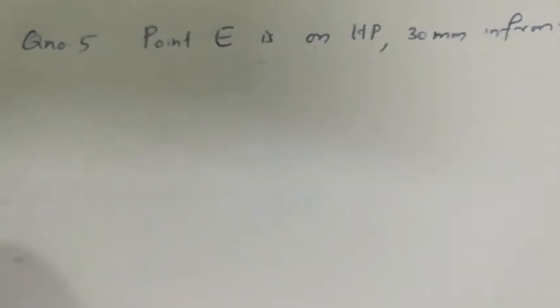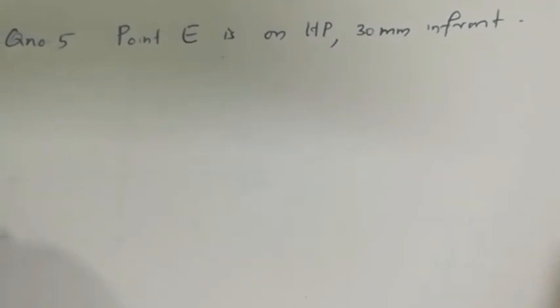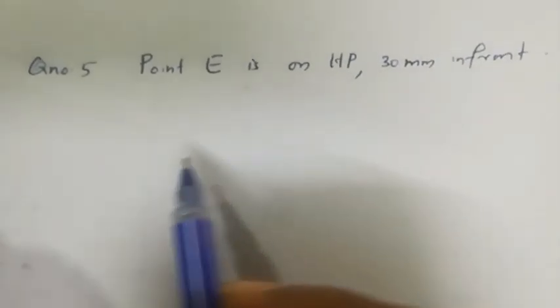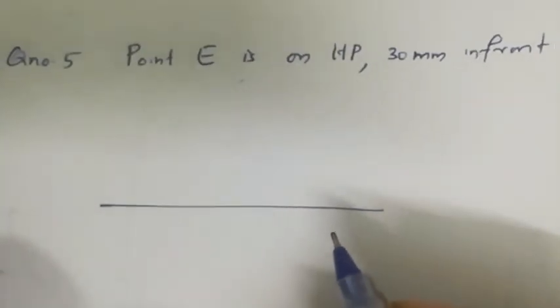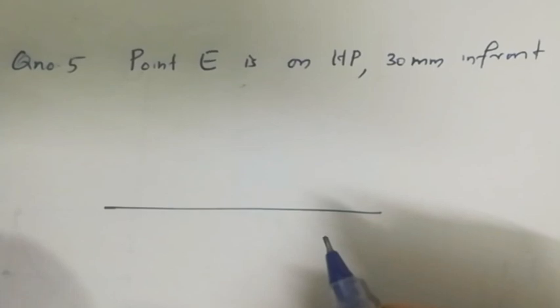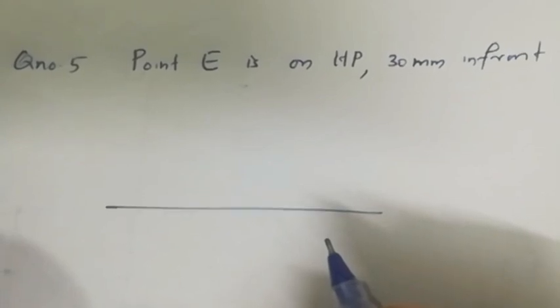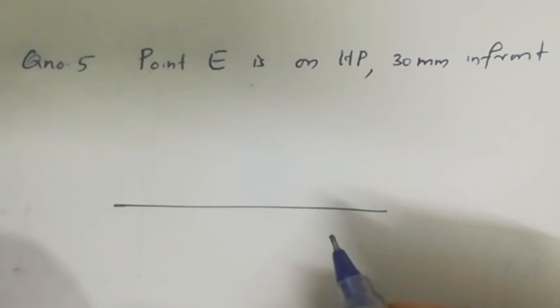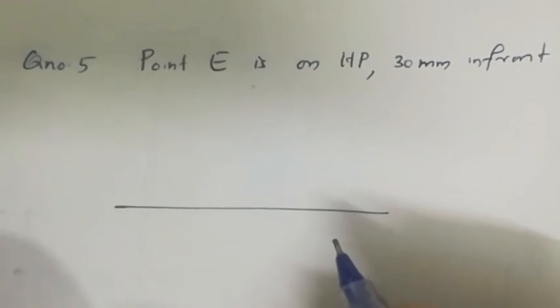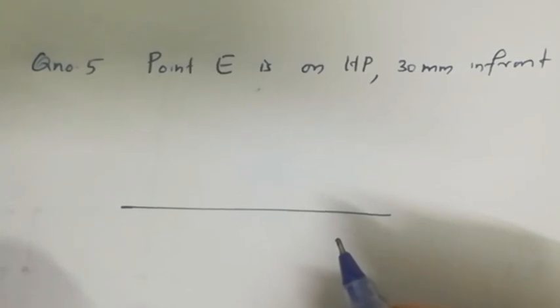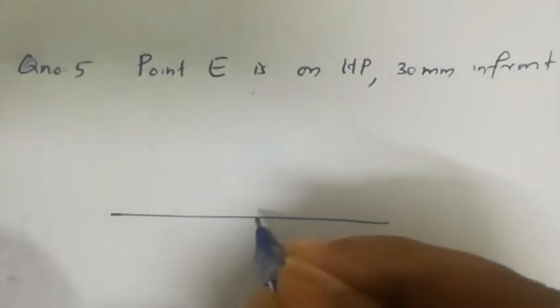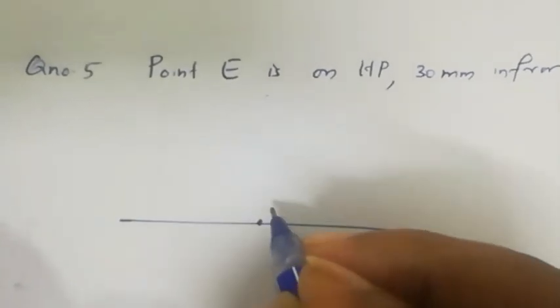Now if we consider another question, that is question number 5. Point capital E is on HP and 30 mm in front. So according to our principle, if it is above HP, the projection, front view, will be above the XY line. If it is below HP, the front view will be below the XY line. So where will the front view be if the point is on HP? The projection will be on the XY line.